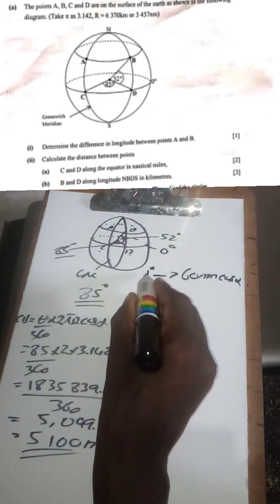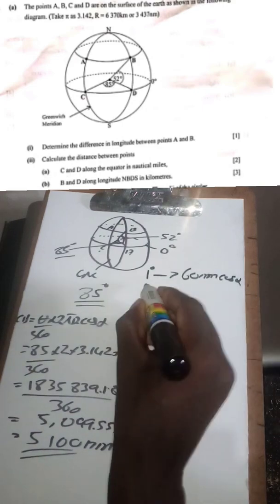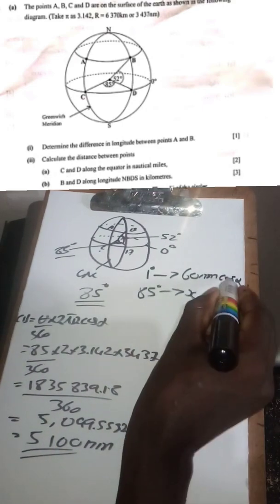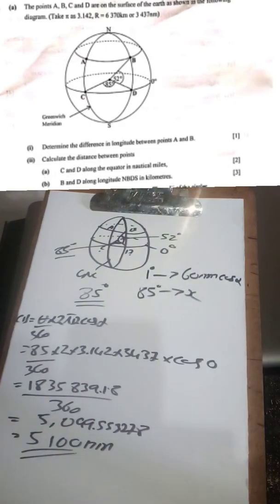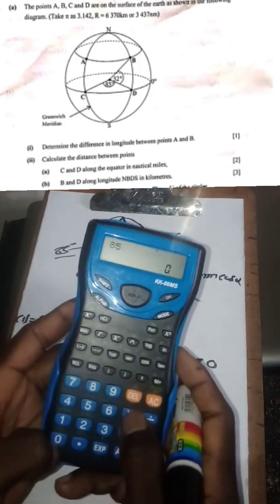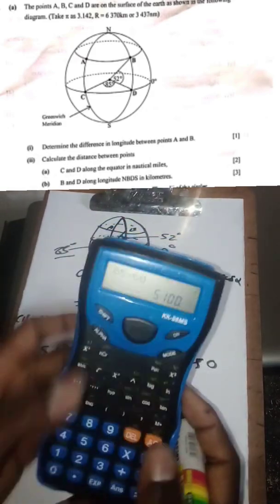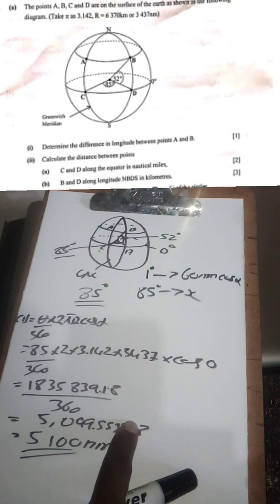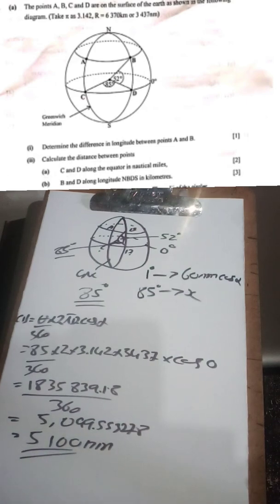So if 1 degree is equals to 60 nautical miles, what about 85 degrees? Put x here. Remember to say here this cos is more like we have 0 here. So you find that when you use this formula, you are going to get a figure that is already rounded off, meaning you're just saying 85 multiplied by 60. That is going to give us 5,100, of which that is what we found here. Remember to say this one was not yet rounded off, but for this one, it's already rounded off.